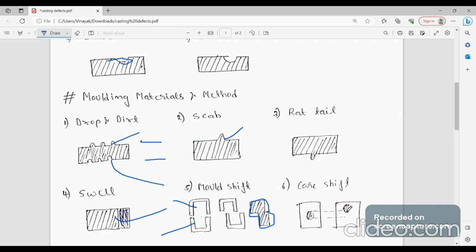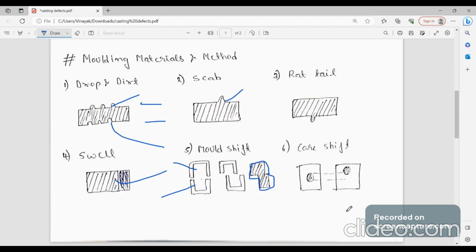First, we should properly ram the sand according to its strength and hardness. Next, we should use chaplets and core prints to position the core. Majorly here we should use proper ramming of sand, so that sand is properly rammed and these defects can be avoided.